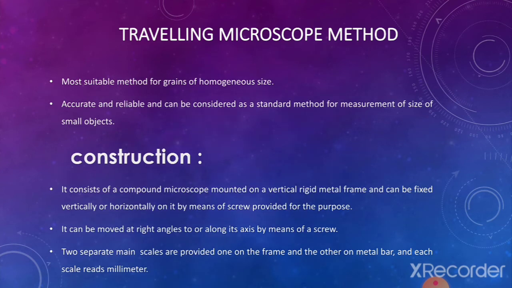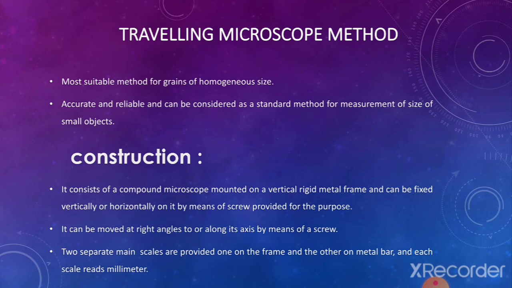Now the next method to determine the size is the traveling microscope method. It is the most suitable method for grains of homogeneous size. It means the traveling microscope method is used to determine the size of grains having homogeneous size. This is a very accurate and reliable method and can be considered a standard method for measurement of size of small objects.